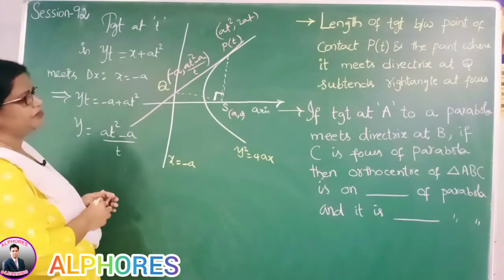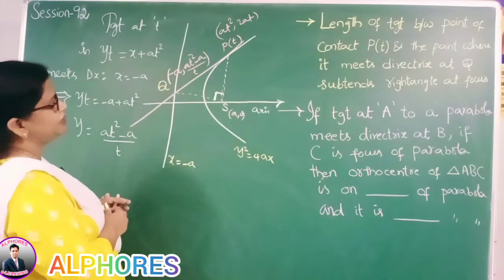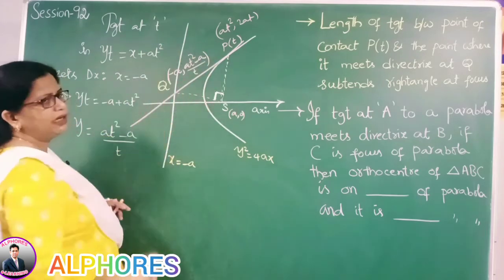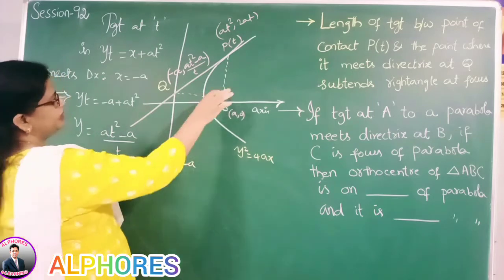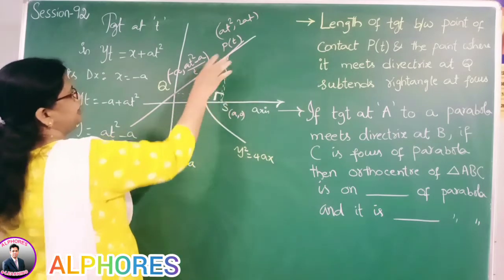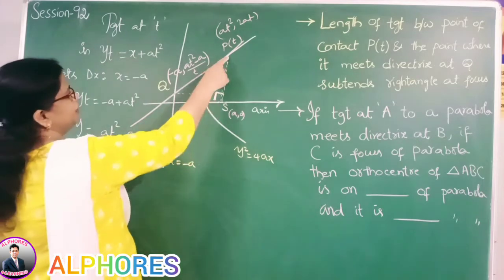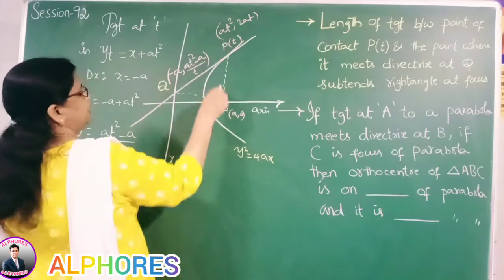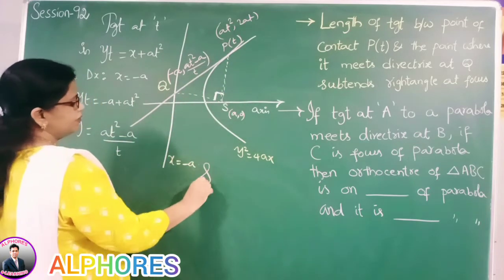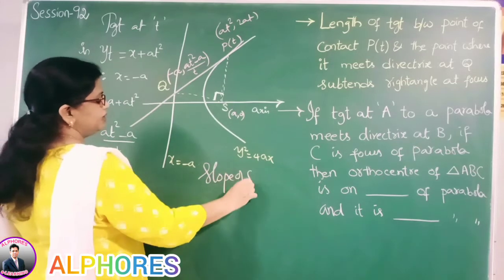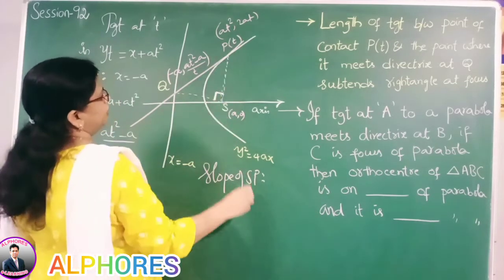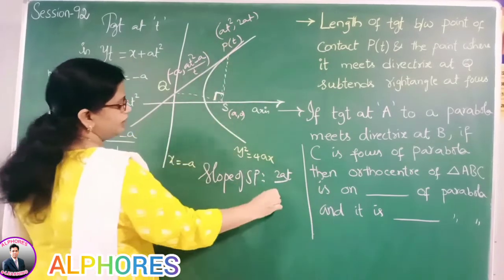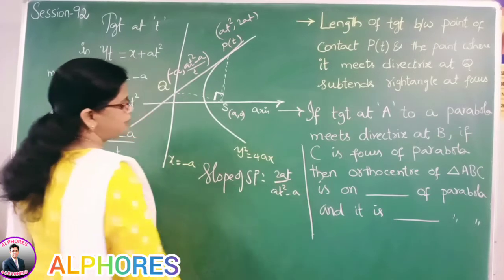Now observe, students, what is the condition? The condition is that this segment PQ is subtending a right angle at the focus. For that purpose, let us observe the slope of SP. What is the slope of SP? It is nothing but 2at divided by at square minus a. So the slope of SP equals 2at divided by the denominator at square minus a.